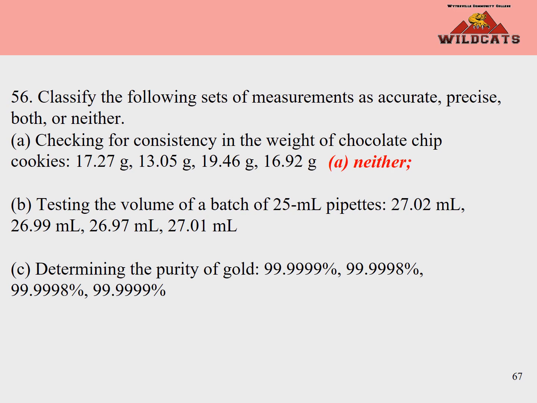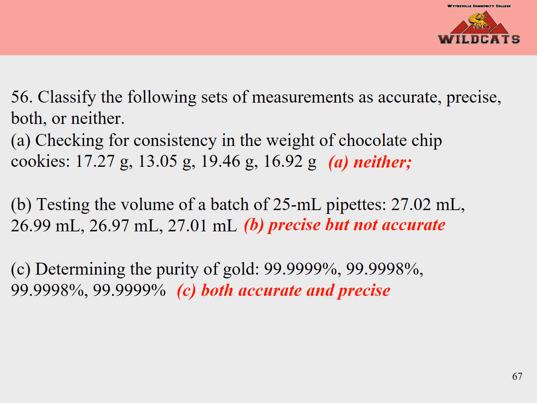If we take a look at testing the volume of a batch of 25 milliliters, we'd expect the answer to be around 25. You'll notice, yeah, they're pretty precise. They're getting 27 all the time, but nowhere close to that 25. So I'd say they're precise, but they're probably not accurate. Now, if we want to determine the purity of gold, look at all these 99.999, and only the last digit changes, which is the 10,000ths place. I would say that this is probably both accurate and precise.